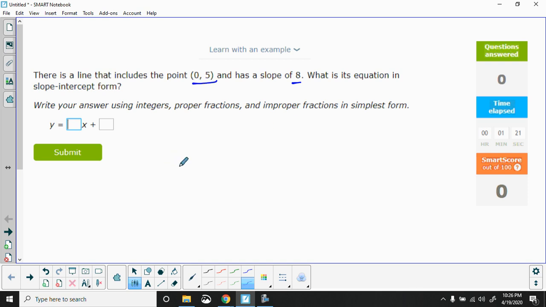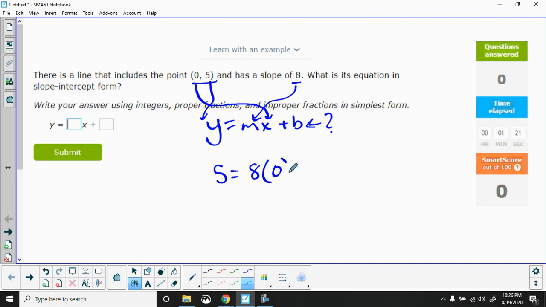Just like your notes, remember we're working toward this slope-intercept form. We have the slope, we have an x, and we have a y. What we don't have is the b, and we need to look for that, and that's the y-intercept. So really, plug in everything you know. 5 is y, slope is 8, times the 0, plus the b. Well, 8 times 0 is 0, so that cancels out, and we bring everything down: b equals 5.